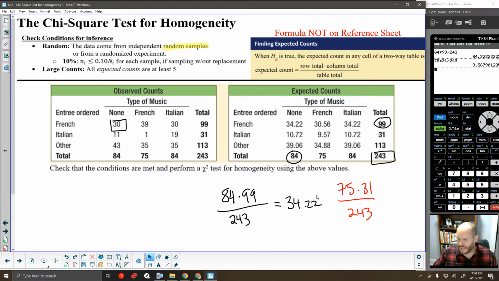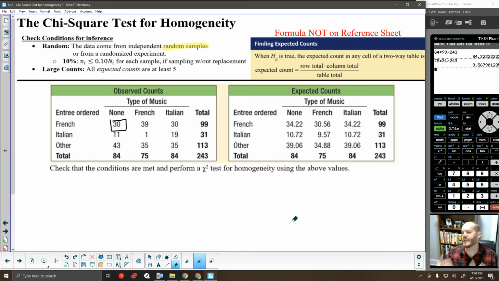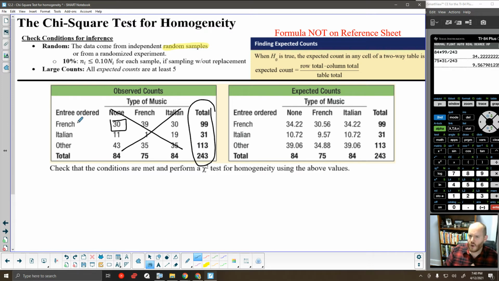Why does this formula work? How is this giving me my expected counts? And all of that has to do with the null hypothesis. The null hypothesis assumed that there is no difference in the distributions across the different treatment groups. That's the assumption that we're starting with. So if that's true, then these different categories don't really make any difference at all. And it's all just one big sample of this overall distribution. So if that's the overall distribution, there should be an overall probability of ordering a French entree of 99 out of 243. So that's the marginal distribution for French entrees.